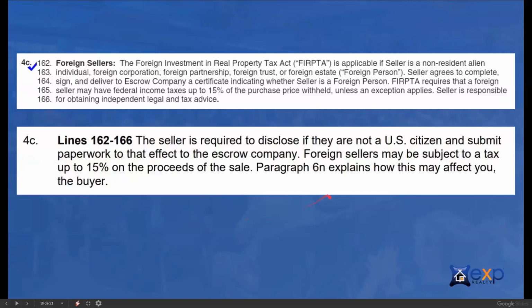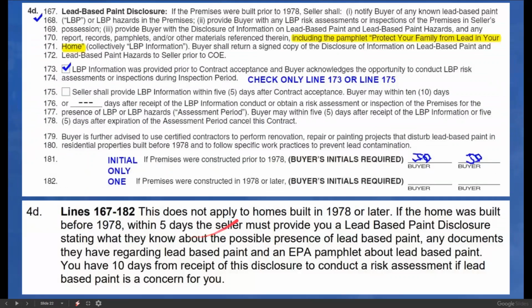Okay. Well, next slide. Section 4C, foreign sellers. The way I describe this is the seller is required to disclose if they are not a U.S. citizen and submit paperwork to that effect to the escrow company. Foreign sellers may be subject to a tax up to 15% on the proceeds of the sale. Paragraph 6N explains how this may affect you, the buyer, which we'll talk about in a little bit, and we'll get into more detail there. That is FIRPTA.